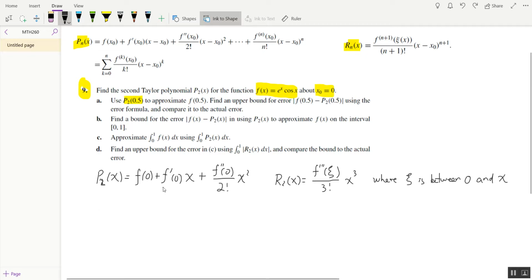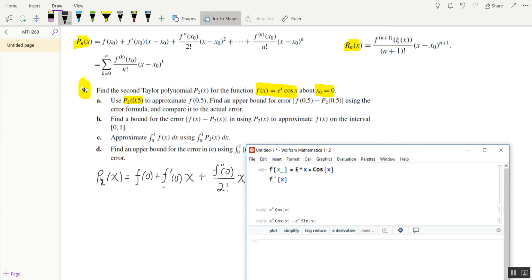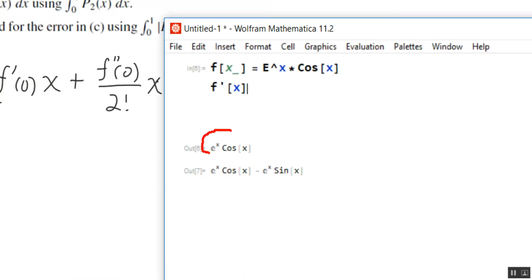So we do need to find the f prime, f double prime, right? So how do I find that? This is my Mathematica here. I already defined f of x, which is e to the x times cosine x. Find f prime at 0. This is what you do. So you could do it in 2 steps. F prime of x, and you can take a look at what that is. This is your original f of x, and this is your f prime of x, okay?